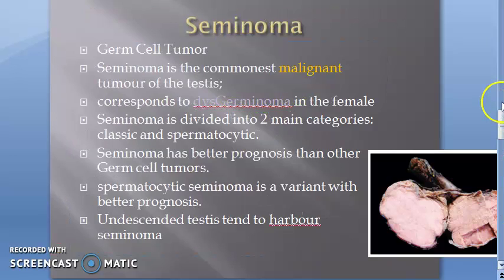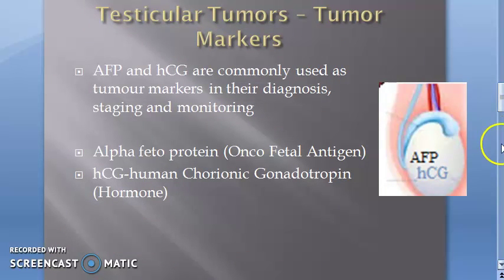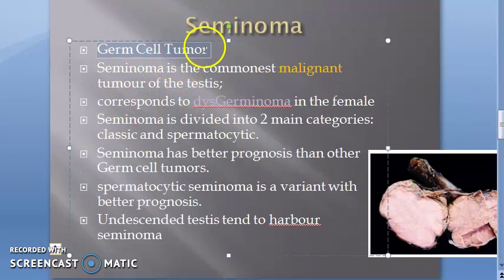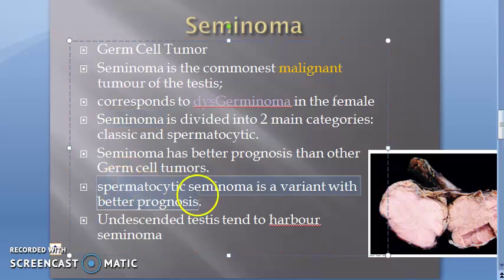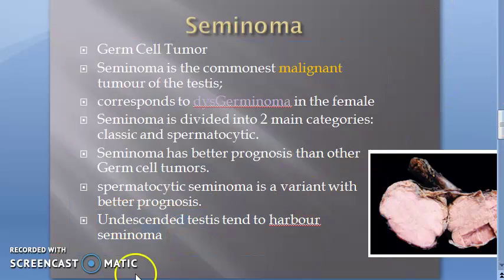So, let's revise then. Where did we start? Okay, here. From here we have to start. Seminoma is a germ cell tumor. It is one of the commonest malignant tumors. In females, it corresponds to dysgerminoma. So, seminoma is divided into two main categories, classic and spermatocytic. Seminoma has better prognosis than other germ cell tumors. Guys, is it clear or are you feeling sleepy? Okay, spermatocytic seminoma has better prognosis than the classic. Undescended testis usually tends to harbor seminoma.